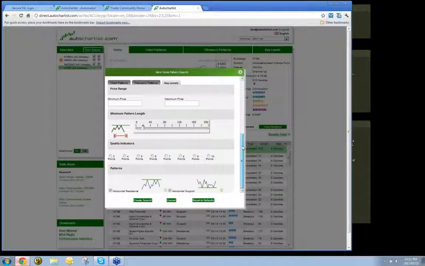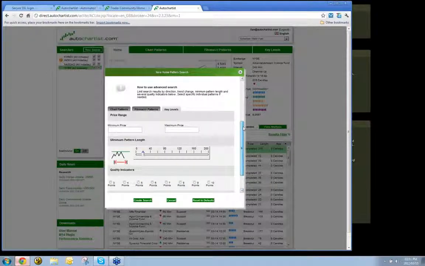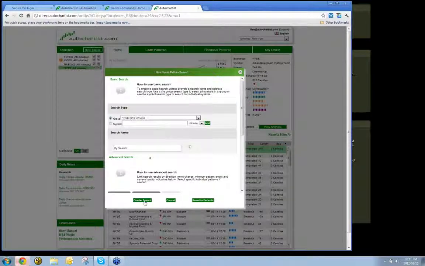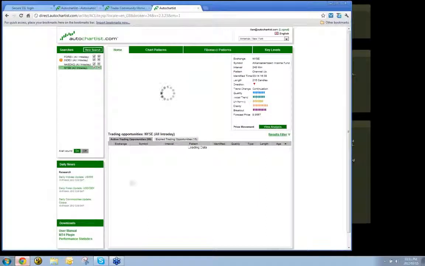So anyway, let me leave everything as is, and I will just click Create Search. And if all goes according to plan, I should get a new search at the bottom of my search screen called My Search, which has been pre-selected now, and that should show me opportunities on the New York Stock Exchange. So let's give that a moment to come up.